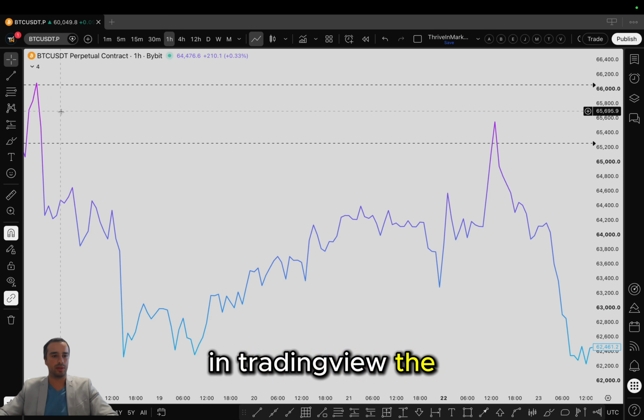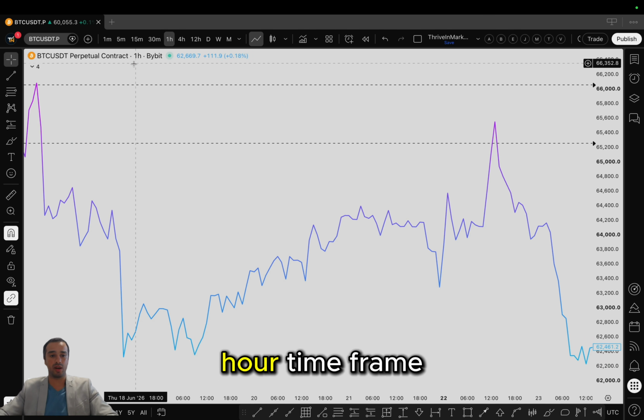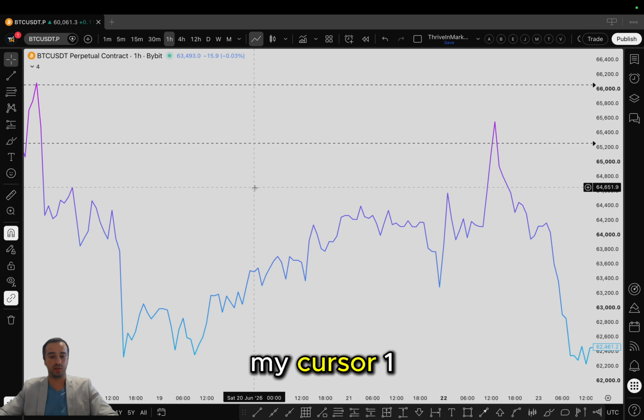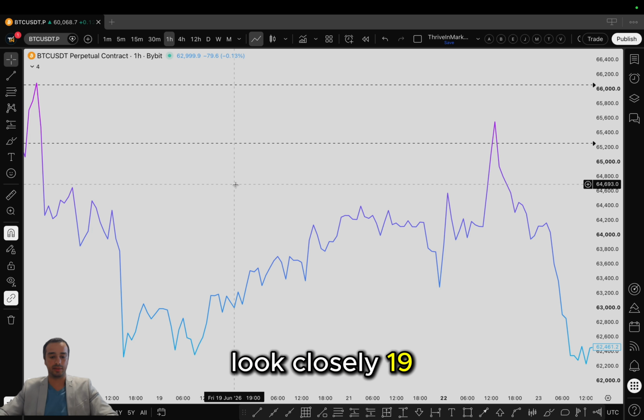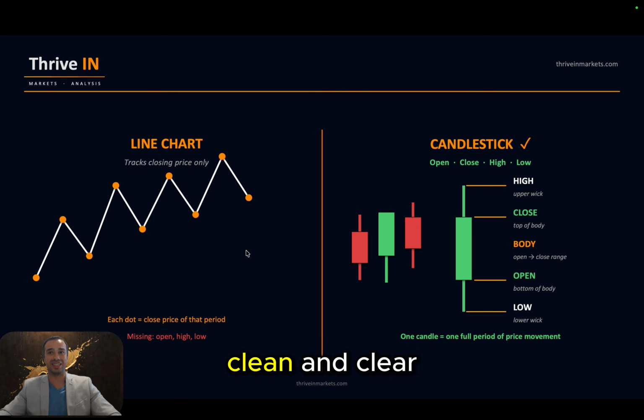In TradingView, this is the line chart of BTC at the 1 hour time frame. When I move my cursor 1 hour, the closing price is showing on the top here. Look closely: the price is above 62,999. I move my cursor 1 hour and the next closing price is 63,216. The line chart is clean and clear, but you are missing a lot: the open, the high, and the low. You only get the closing price.